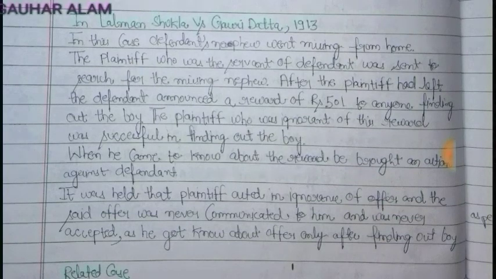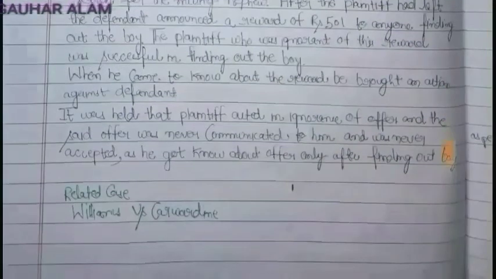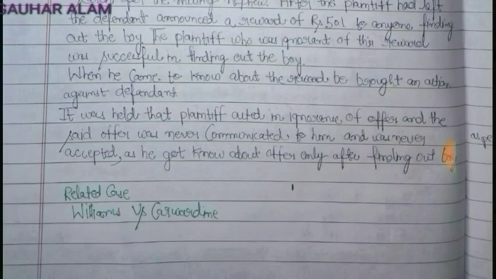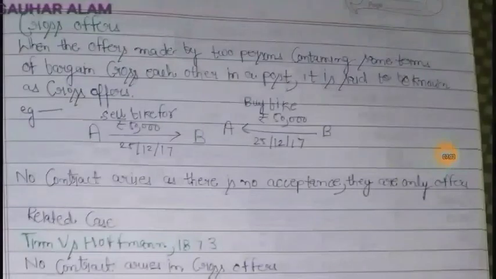the nephew. So it was held that there was no communication of proposal, and hence he acted in ignorance of the offer, and the said offer was never communicated to him and was never accepted, as he got to know about the offer only after finding the nephew. The related case in this regard is Williams versus Carwardine. We'll discuss some kinds of offers.